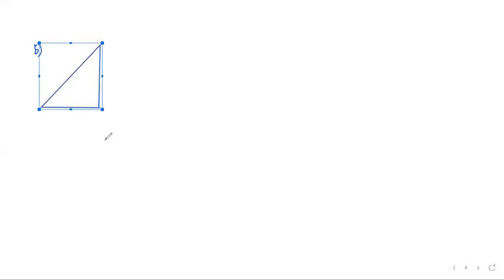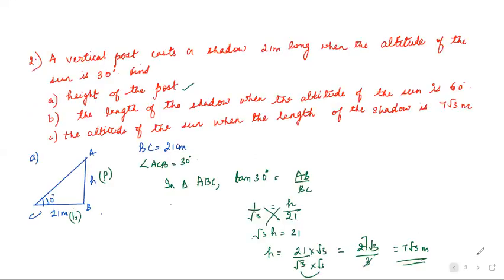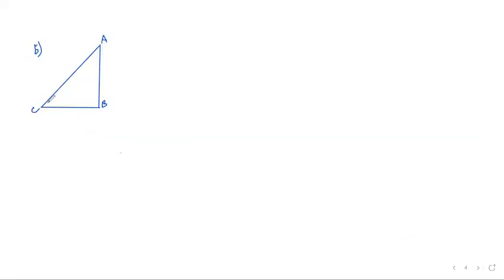Okay, we have a triangle ABC. So this is a different question. Length of the shadow, we need to find, when the altitude of the sun is 60 degrees. So this time the angle is 60 degrees and we need to find this shadow, and this height we just got as 7√3. So here now we know angle ACB is 60 degrees and AB is 7√3.